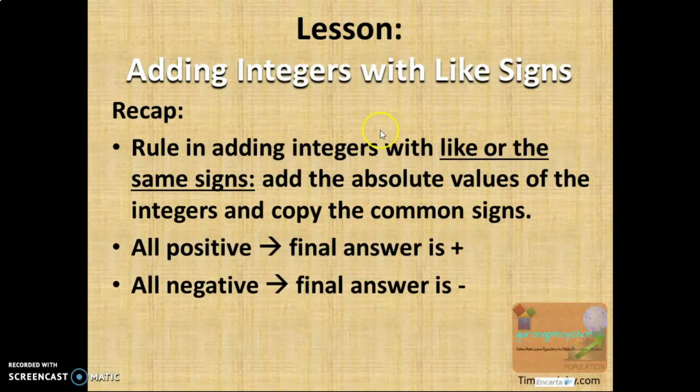So, let's have now a recap of our lesson, adding integers with like signs or the same signs. The rule in adding integers with like or the same signs is add the absolute values of the integers and copy the common signs. So if all the signs of the integers are positive, then the sign of the final answer is also positive. If all the integers are negative, then the final answer is also negative.